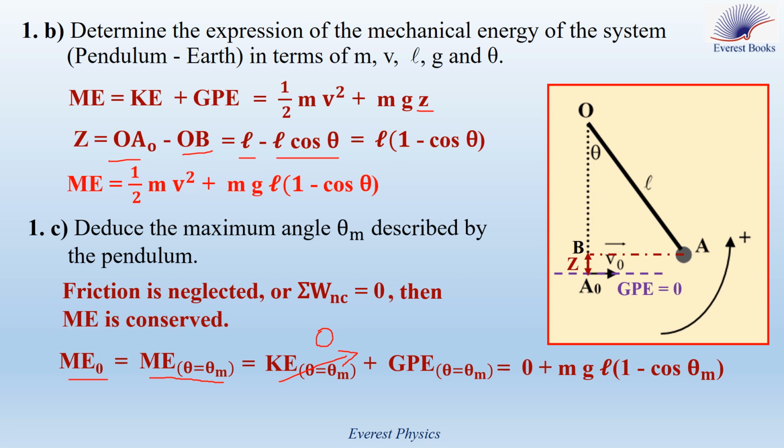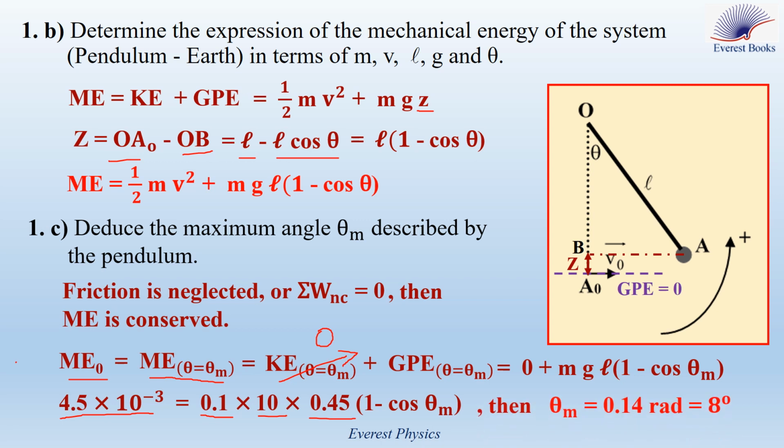Now replace each physical quantity by its value. ME0 is equal to 4.5 times 10 to the power minus 3 joules, proved in the previous slide. m is equal to 0.1 kilograms. g is equal to 10 meters per second squared, and L is equal to 0.45 meters. Therefore, theta m is equal to 0.14 radians, which is equal to 8 degrees.